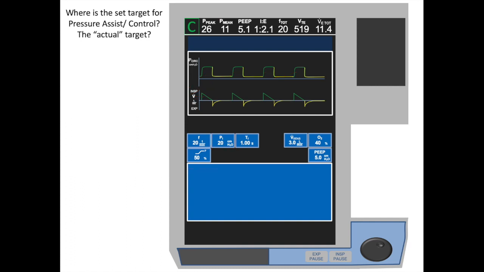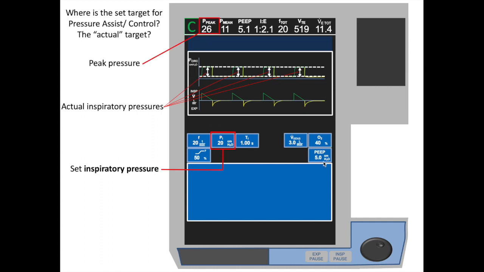On the interface, setting the target in pressure assist control, the pressure target is pretty simple. It's just the set inspiratory pressure. And this pressure is given on top of PEEP, so 5 of PEEP is the baseline in this setting. That's 5 of PEEP right here. The inspiratory pressure is given on top of that, and that spits out the peak pressure, right? So 5 plus 20 is 25. That would be this top line here, should be about 25. And the most recent reading for the actual measured peak pressure is 26, pretty close to 25.